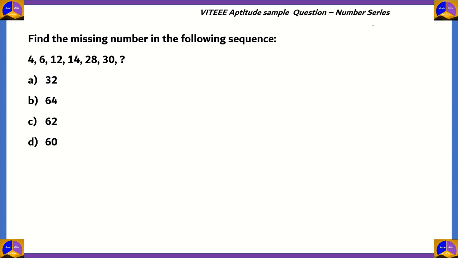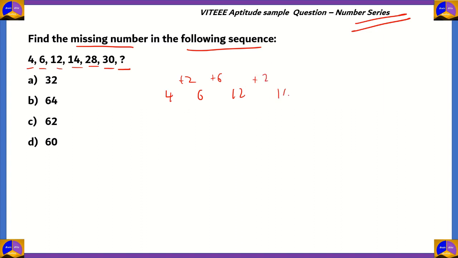Now, this question is based on number series. Find the missing number in the following sequence: 4, 6, 12, 14, 28, 30, and the next number is what we have to find out. So 4 plus 2 gives you 6. 6 plus 6 gives you 12. 12 plus 2 gives you 14.